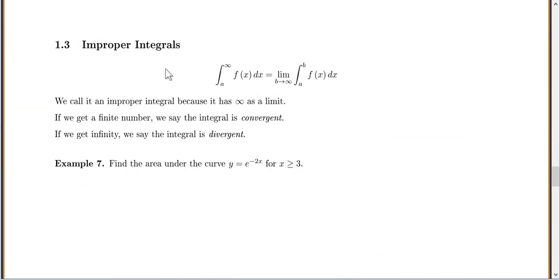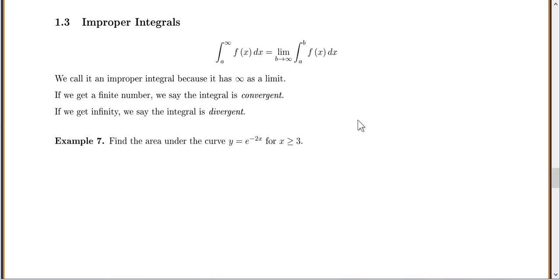So let's make this official. In our improper integrals, if we want to take the integral from a to infinity of f of x dx, we technically have to instead do the limit as b goes towards infinity of the integral from a to b of f of x dx. We call it an improper integral because it has infinity as a limit. If we get a finite number out of it, we say the integral is convergent. If we get infinity, we say it is divergent.